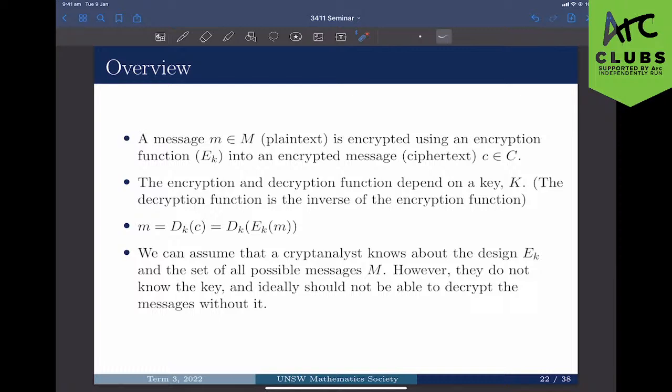But for now, the sender and receiver both have a key, which means that even if someone captures the message on its way, they're not going to be able to decrypt it and understand what the actual message was.